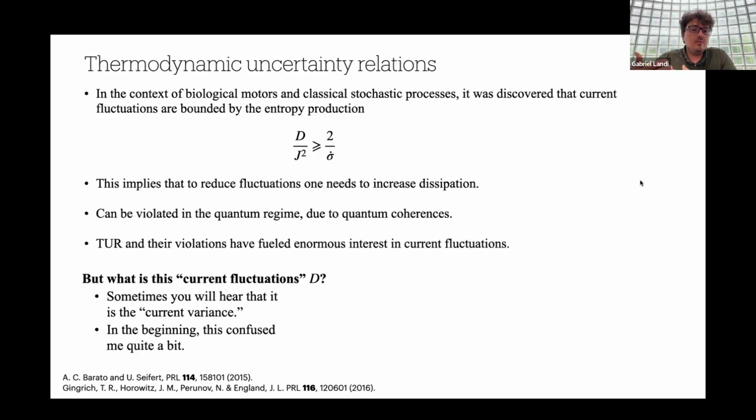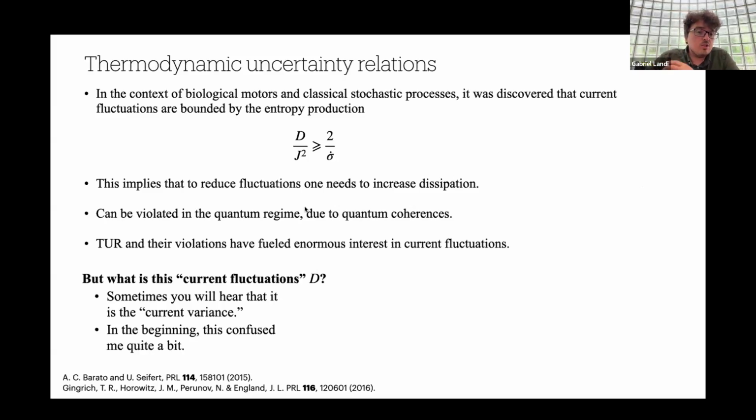First, because it implies an interesting trade-off between fluctuations and dissipation. Essentially, it says that if your goal is to reduce fluctuations, you have to pump up the dissipation. It has also attracted interest because when you go to quantum processes, this bound can be violated, and this is due to quantum coherences. So there has been a lot of interest in understanding why quantum coherences can violate such a bound, and this has really been a major field of research.